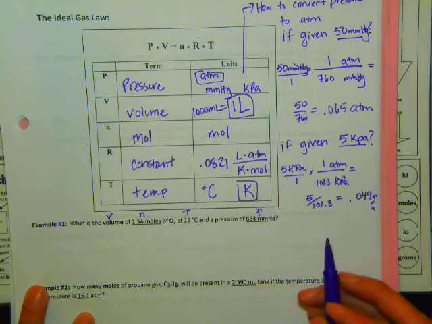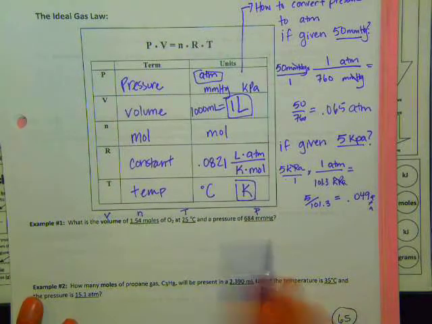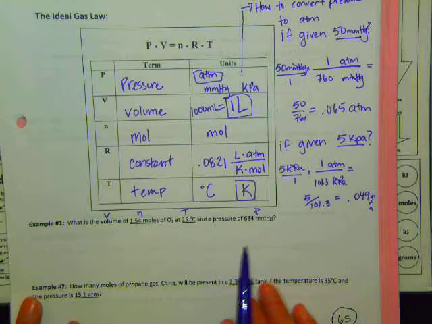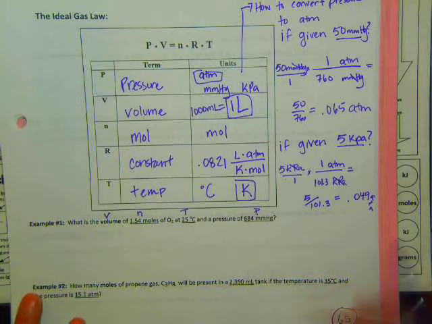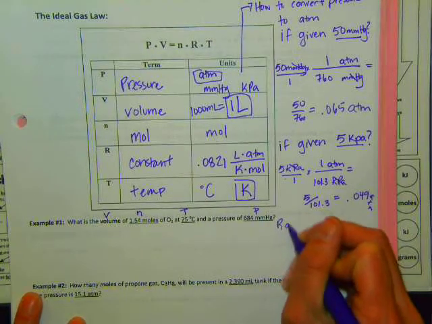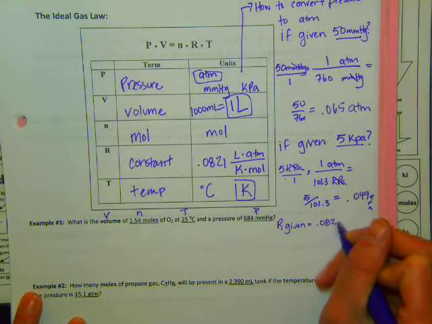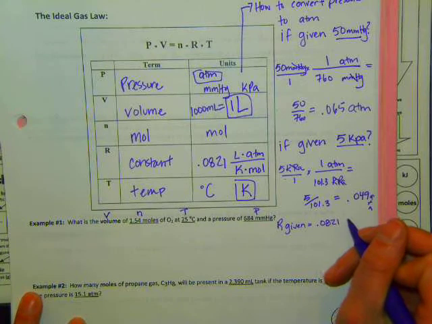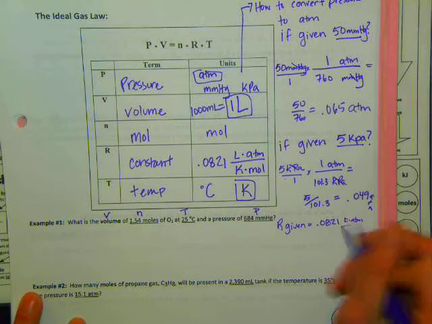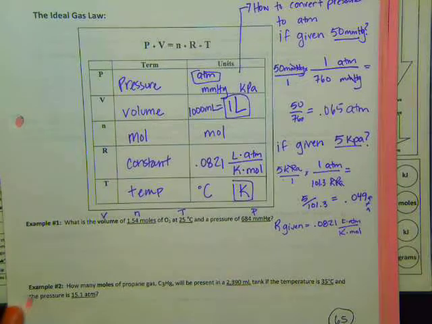Okay? So what do you notice right away is wrong with this problem? Who could pick out the things that are wrong? Ethan, what's one thing? R, you're right. It doesn't say what R is, so just assume R is given, and that's equal to what? 0.0821 liters, atmospheres, K, moles. Okay, so R is given, so always assume R is given.